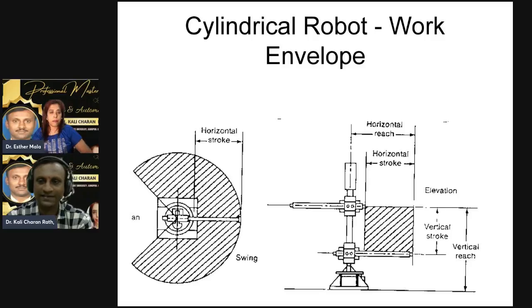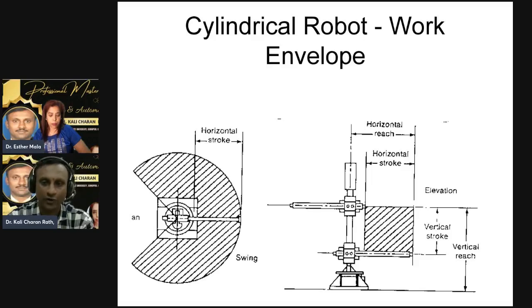Slide number 11 is the design consideration of the robot. In the 11th slide, we represented the work volume, up to what extent it can move in a cylindrical manner, and what will be its horizontal stroke and vertical stroke. I have not given the dimensions, because that is particular to the design.